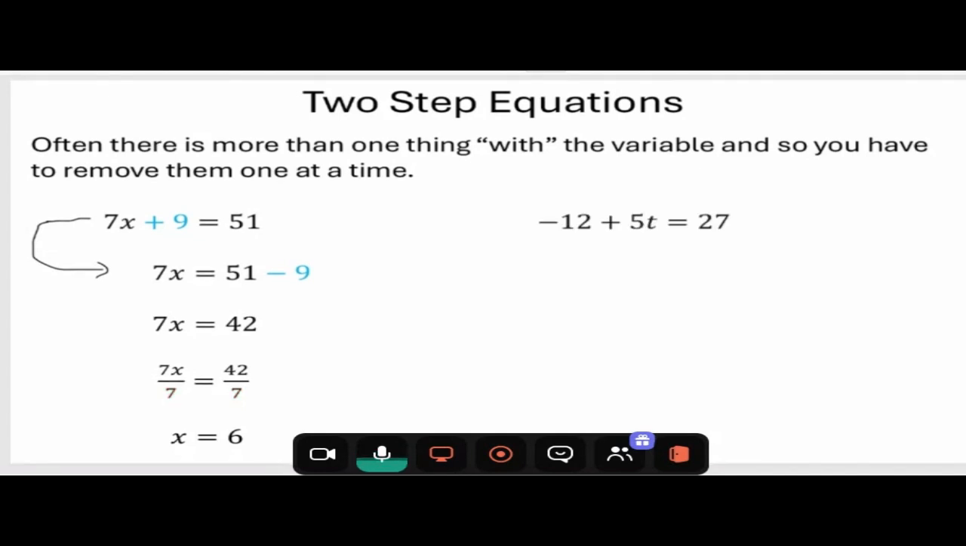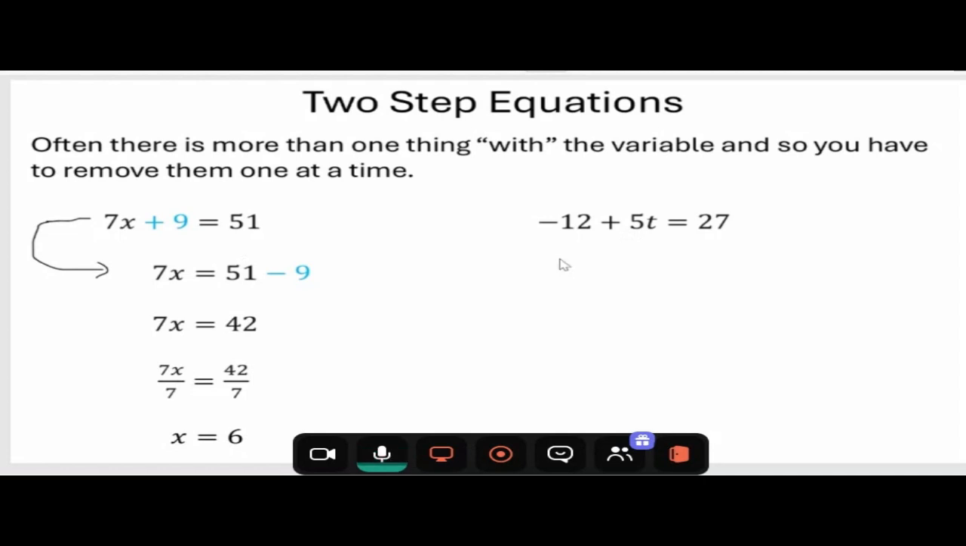Oh, we got another one here. So negative 12 plus 5t equals 27. First question, is the t all by itself? Definitely not. It's being multiplied by 5. And there's also this negative 12. Well, negative 12 plus 5t. We're going to have to think about that, how to make that go away. And I did that on purpose.